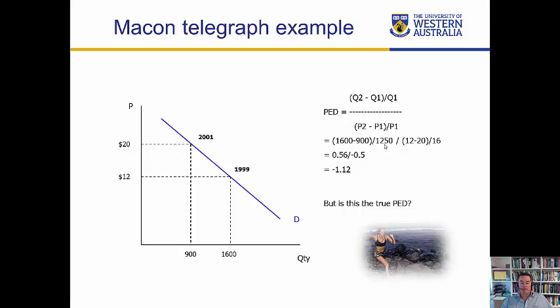So it's the average of 900 and 1600. What we're actually doing here is calculating an arc elasticity, not a point elasticity. The same with the price. P2 minus P1 divided by P1 is the percentage change in price. I've calculated the percentage change using the average price. So the elasticity comes out at minus 1.12. And the question I've got right down the bottom is, is this the true price elasticity of demand?